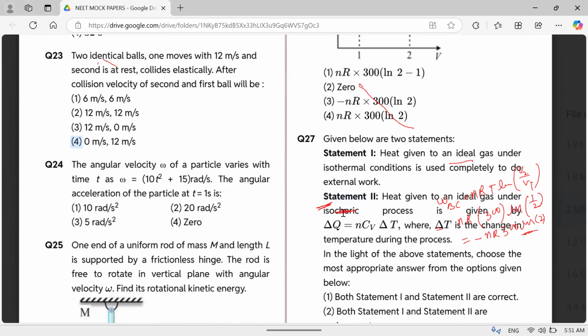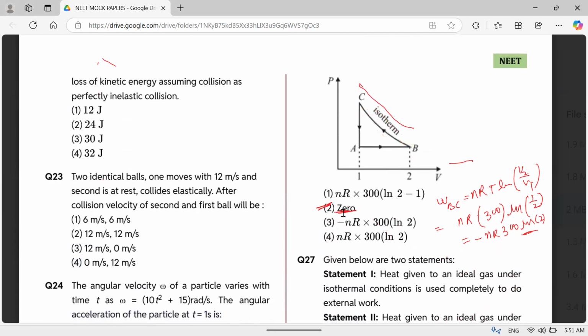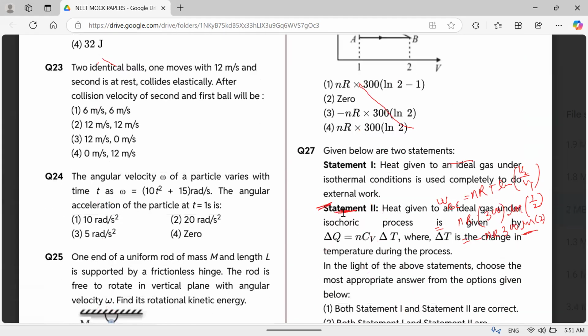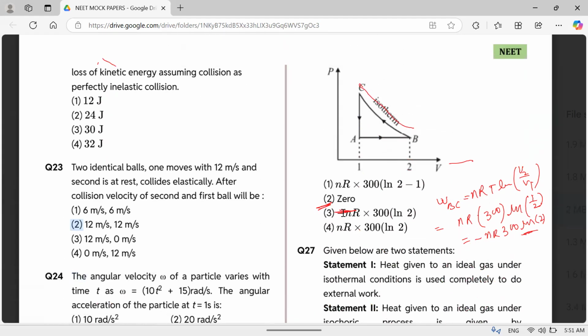Sir, why did we take V2 as 1? Yes, given the volume at A is 1 meter cube, at A it is 1, at B it is 2. Sorry, it is 2 by 1. So this one is ln of 2 by 1, because here it is 2 and here it is 1. So it will be ln 2. Done? I had it correct in mind, but while writing I got a little hurried. But sure. Next one.